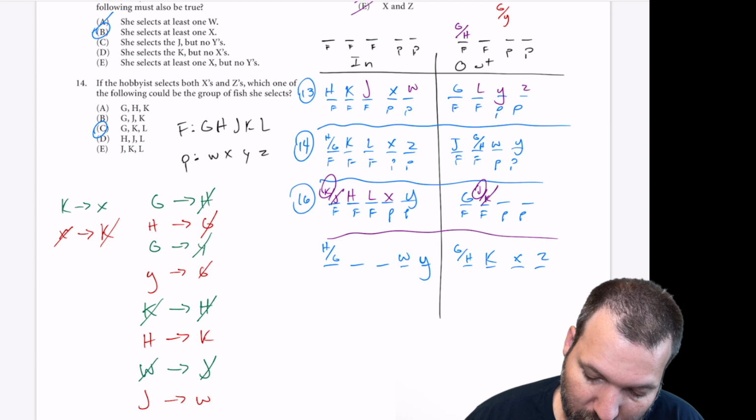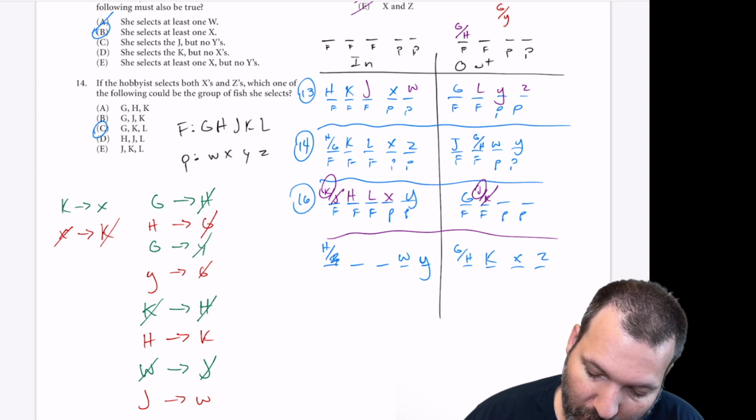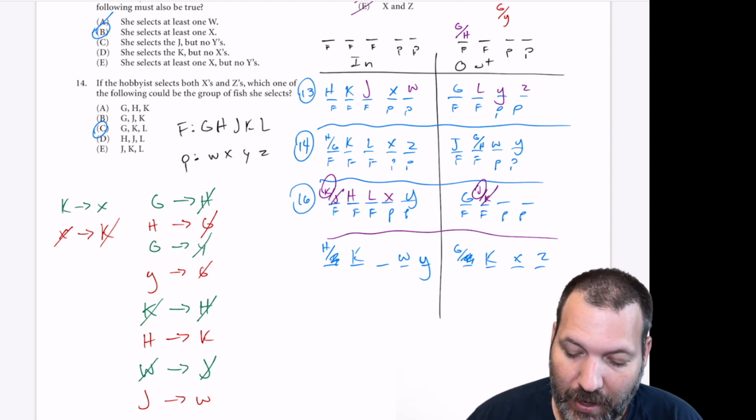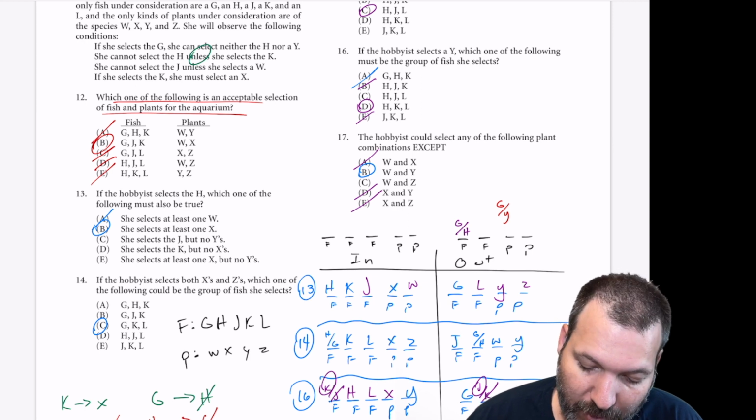If it's G, that's a problem because Y would have to be out. But if it's H that's in, K is supposed to be in. Yep, there it is. But K can't be both in and out. And so W and Y is an impossible combination.